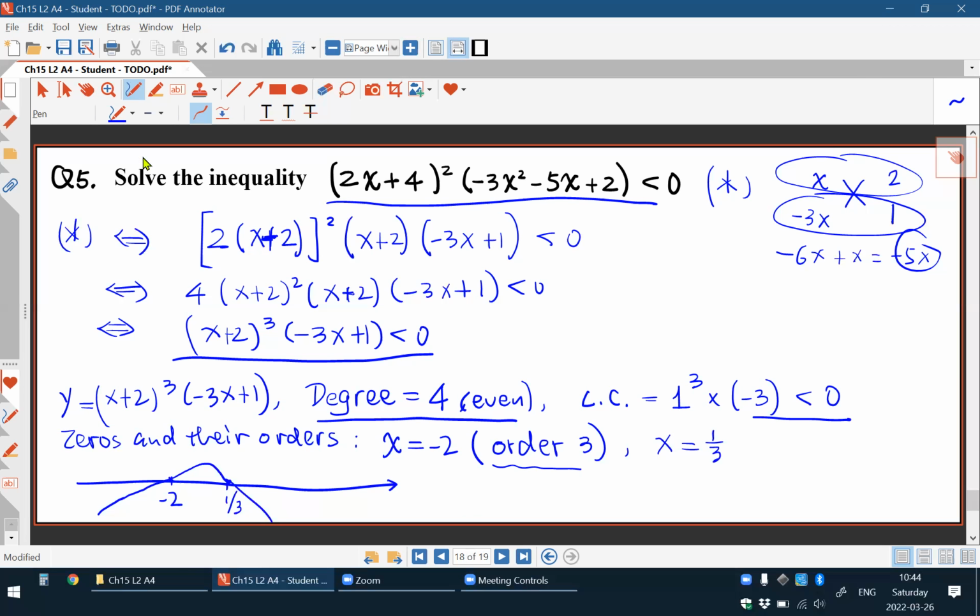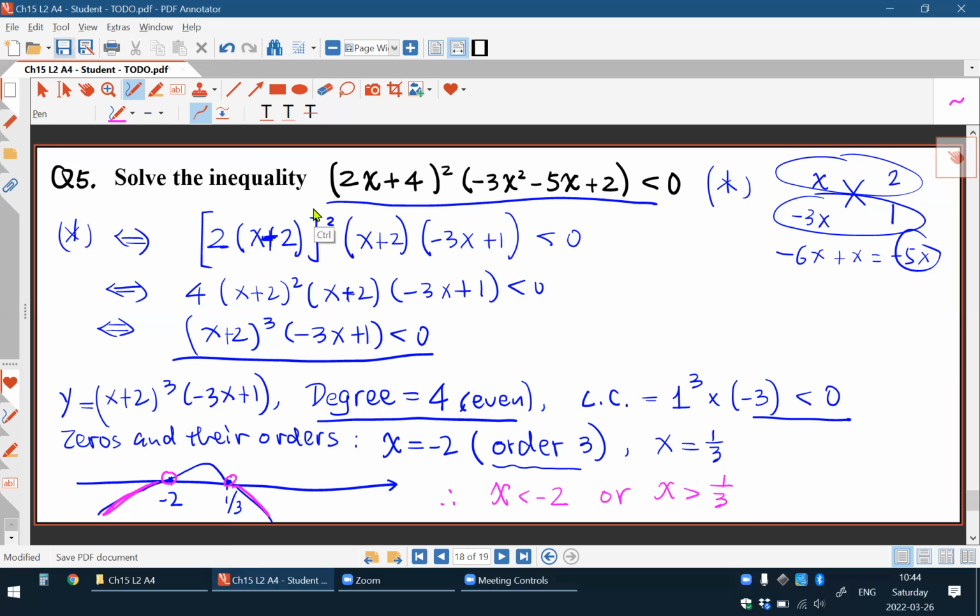Okay, then based on the sketch of the graph, we can decide the interval that makes this function less than 0, right? So less than 0 is this interval and the interval on the right side. Therefore, the solution is x is either less than negative 2 or x is greater than 1/3. Okay, next one.